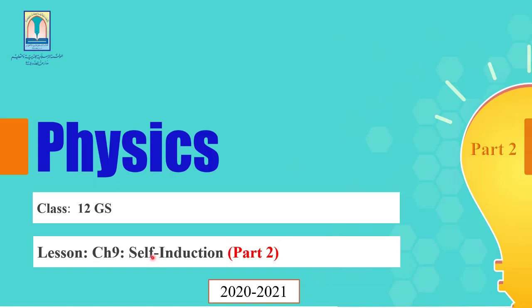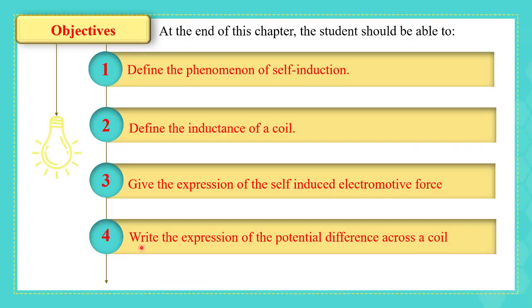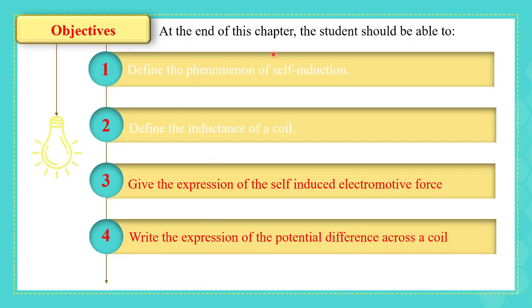This is the second part of Chapter 9, Self-Induction. At the end of this chapter, we will be able to give the expression of the self-induced electromotive force and write the expression of the potential difference across a coil.